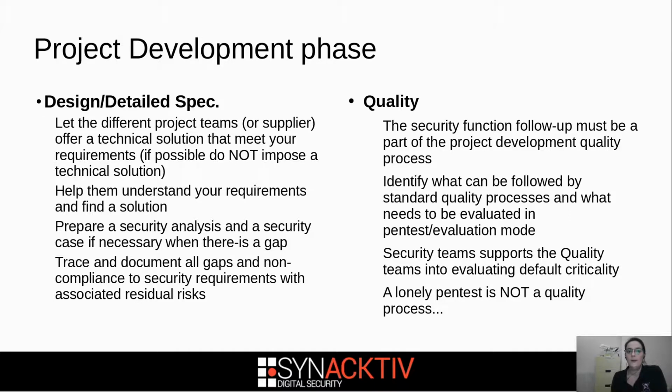Okay, and if there is a decision which is not full security that means you're going to have to compromise, you should actually trace and document all gaps and non-compliance, and you should also be able to trace the associated residual risk. The idea is in the product life, if something happens, someone should be able to go to your document and say, okay, these are the scenarios that have been identified, this is the risk that has been identified, this is what has been proposed. It should exist somewhere.